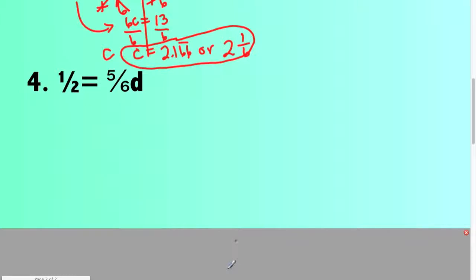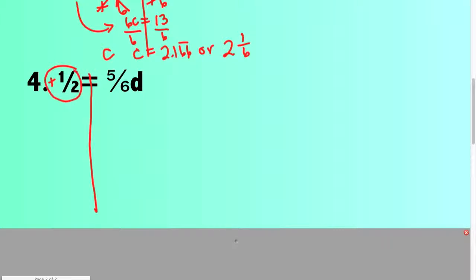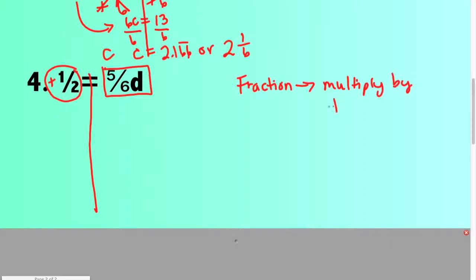All right, so looking at this one, I have 1/2 equals 5/6d. So you're going to draw your wall. This is a positive 1/2, which we're going to circle because it's just a number. And this is 5/6d, which is the variable term with a number. So we cannot combine these two. The only thing we can do, whenever you have a fraction in an equation, you multiply by its reciprocal. So you're going to multiply by the reciprocal.